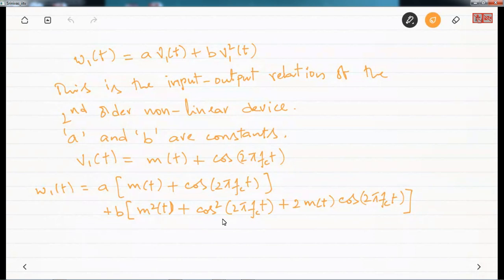Right? So let me write. We want some k, where k is some constant, into m of t into cos 2 pi f ct.